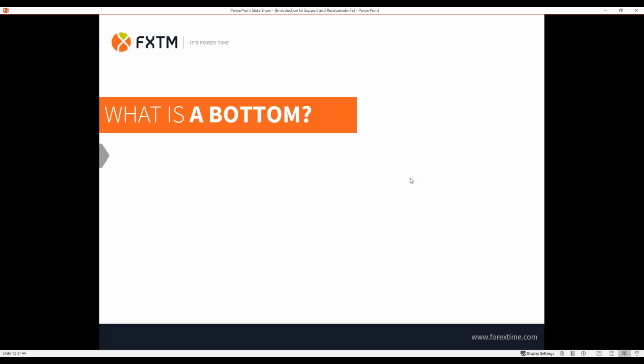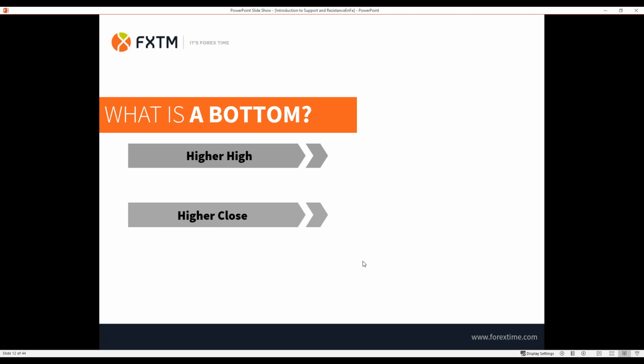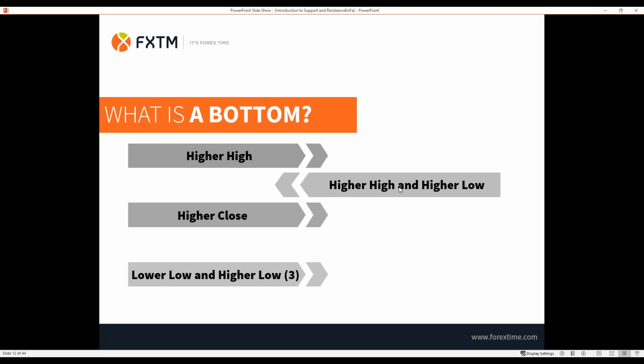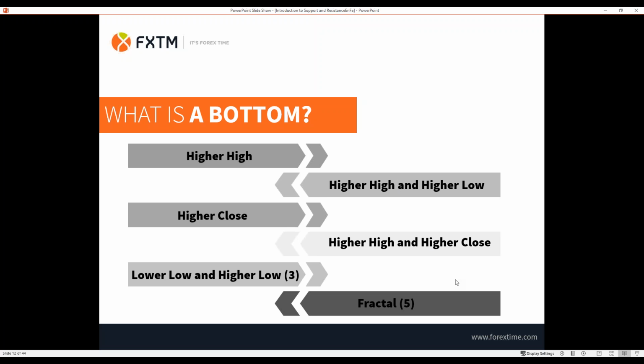What is a bottom now? 6 more definitions here. It's a higher high, higher close, lower low, higher low, and higher high, higher low, and higher high, and higher close. All right, and we have fractal, which, in this case, is a down fractal.